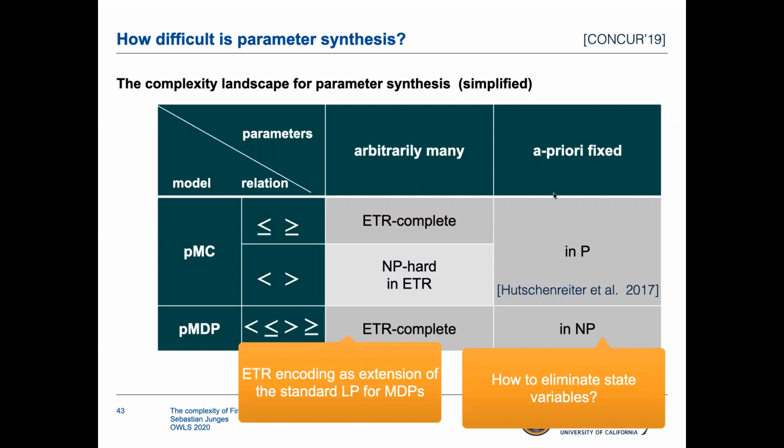And if we look at the case with the a priori fixed number of parameters, then we can show that this is in NP. So this will be strictly easier than the case with arbitrarily many parameters, but we haven't managed to show that this could be in P. And the main problem is that here we could eliminate all the state variables in the Markov chain, and we don't know how to do that in a parametric Markov decision process. So we don't know whether this is in P or not, and I really don't have a clue, although we thought about this quite a bit.